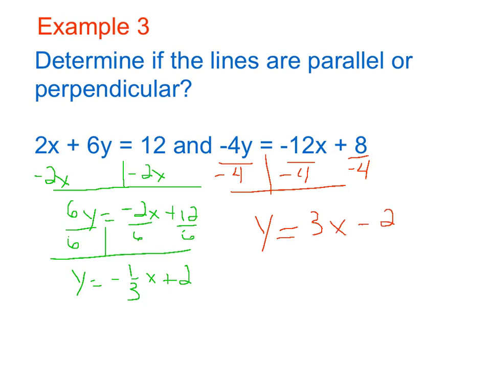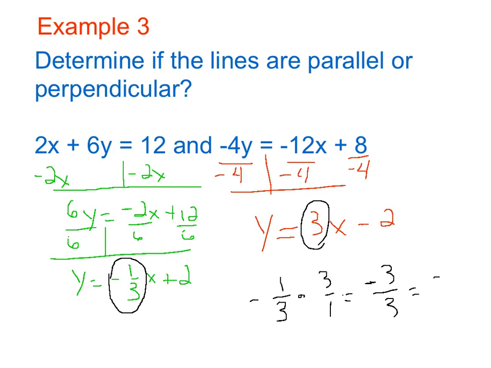So we want to take a look at the two slopes now and determine what we can do here. Well, as you can see, the one slope here is negative 1/3, and the other one is 3. They're not equal, so they're not parallel. But if you were to multiply negative 1/3 times 3, remember 3 over 1 is the same thing as 3, we get a negative 3 over 3, which simplifies to negative 1. So these lines are going to be perpendicular.